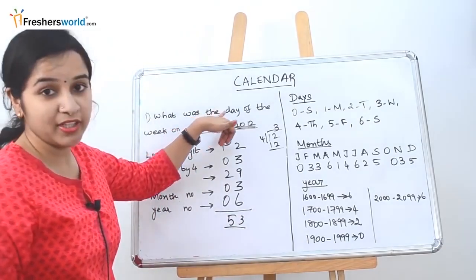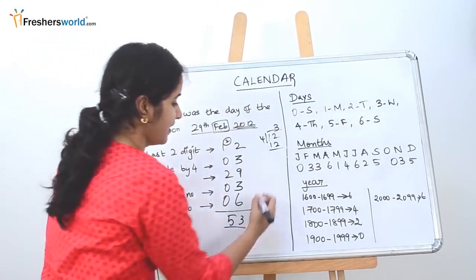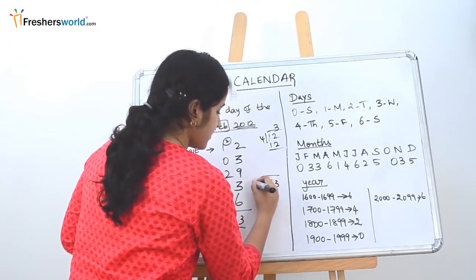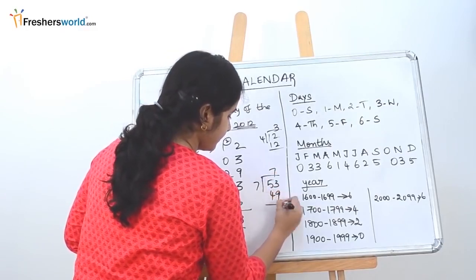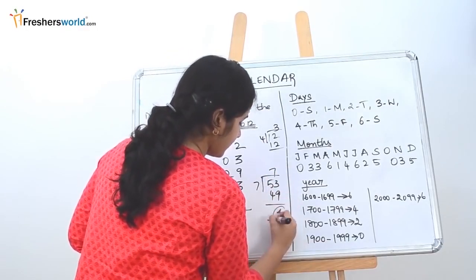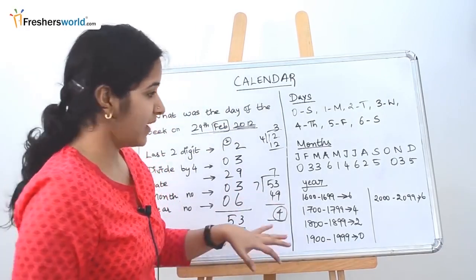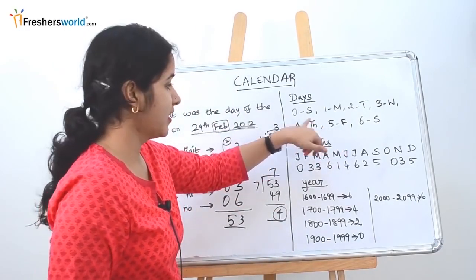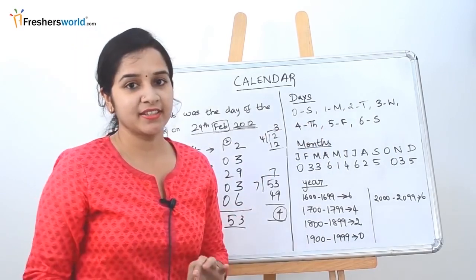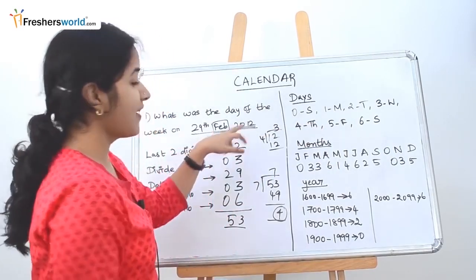So what is the last step? As we know, they've asked for the day. We divide 53 by 7. 7 sevens are 49, so the remainder is 4. Generally for a normal year, we take 4 and find the corresponding number for that. So 4 is nothing but Thursday, we write it as Thursday. But here the catch is they've asked for a leap year.